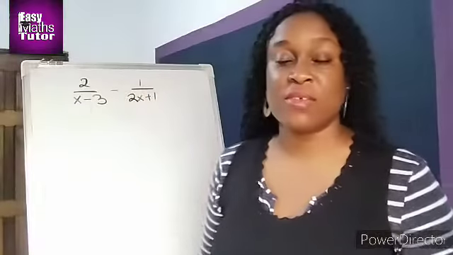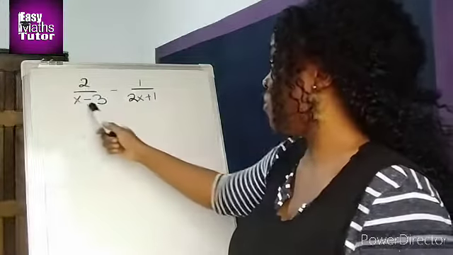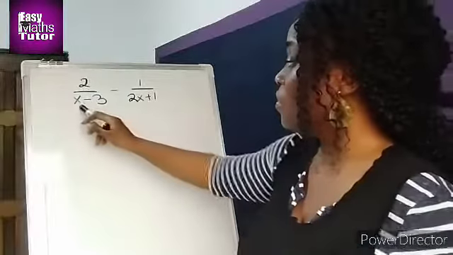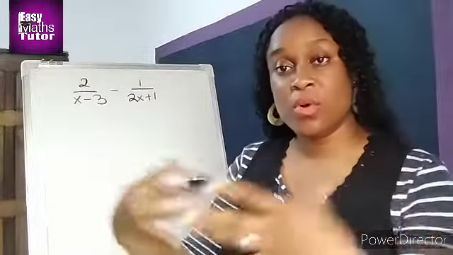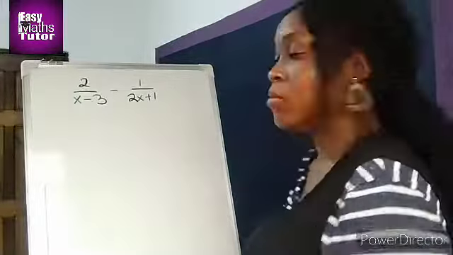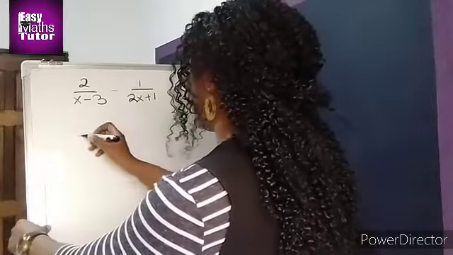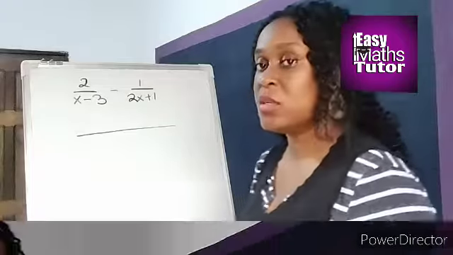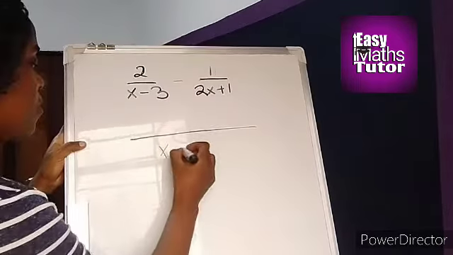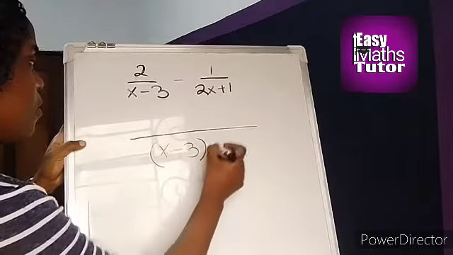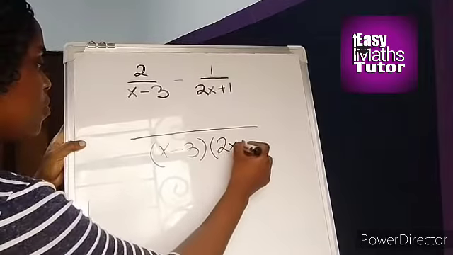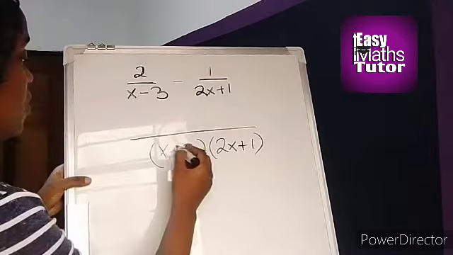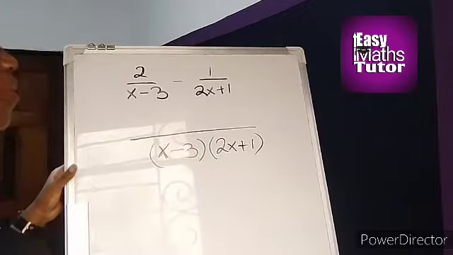So now we're going to treat them as real fractions. We'll find the LCM of the denominators. The LCM of these two denominators is actually the multiplication of the two denominators. So we're going to draw a line just the same way you draw when you are adding your fractions. It will be (x minus 3)(2x plus 1), and that is the denominator. That is the LCM of this problem.